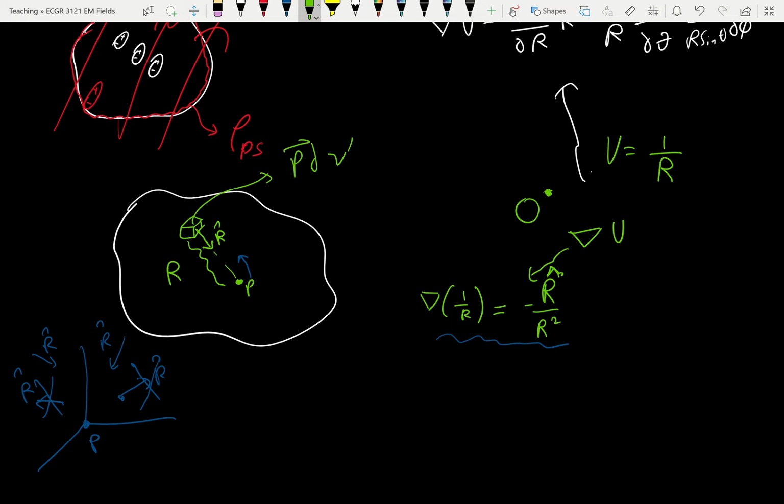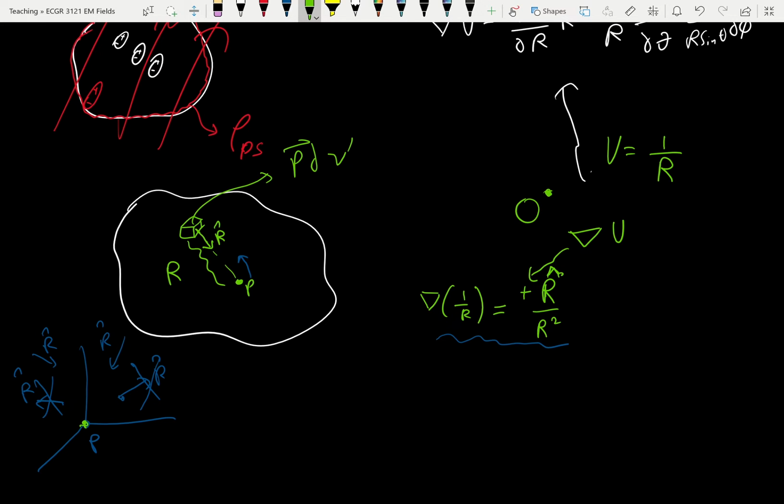So this should be minus R hat, and we should have a positive here, right? This is kind of a subtle point. I want you to go through it and convince yourself that this is true. The key is that whenever you calculate the gradient for a scalar field in spherical coordinates, R hat is always pointing away from the origin, from the point, right?